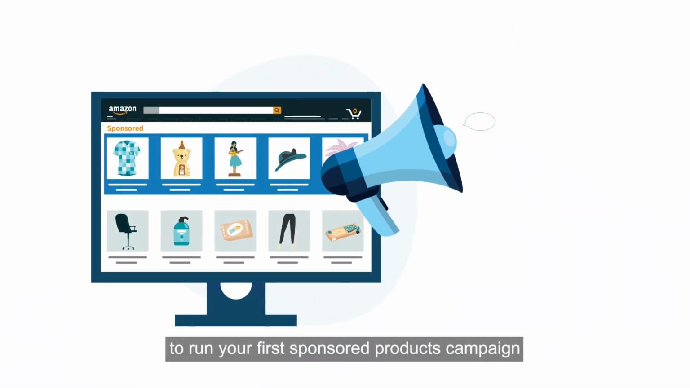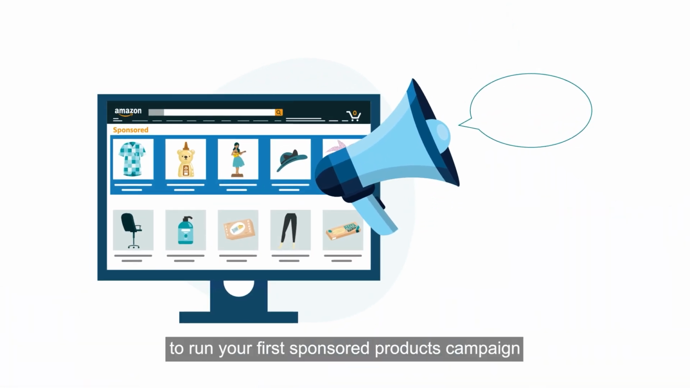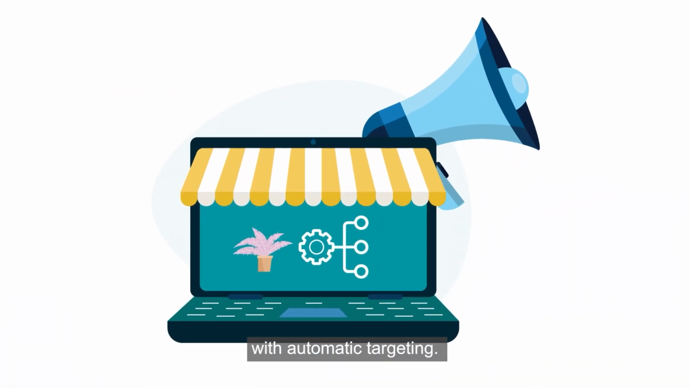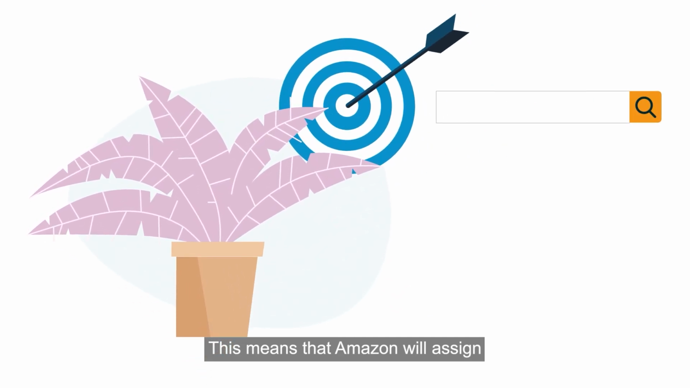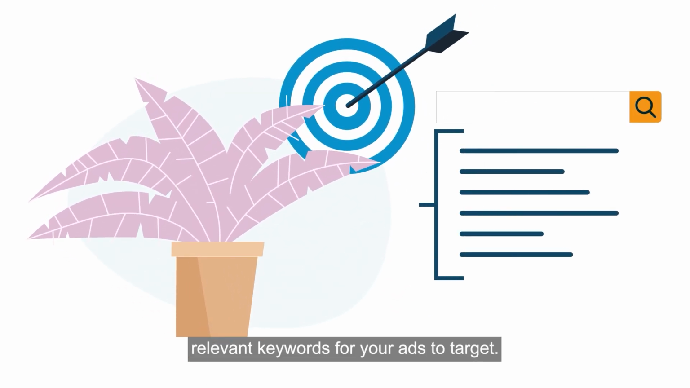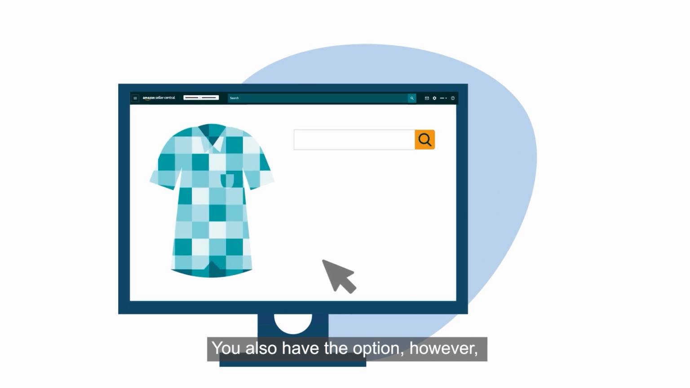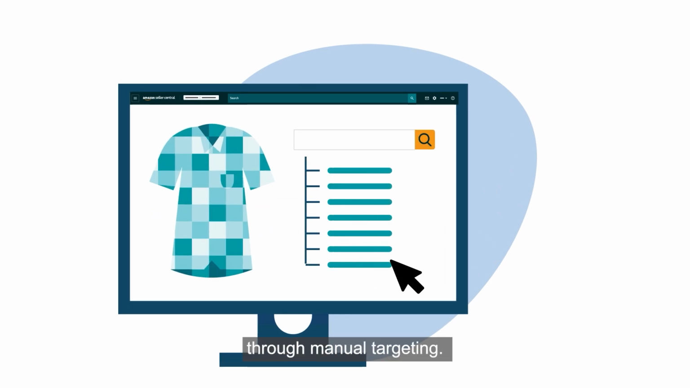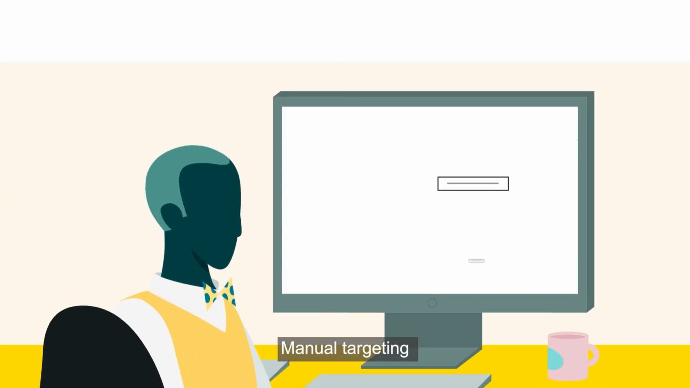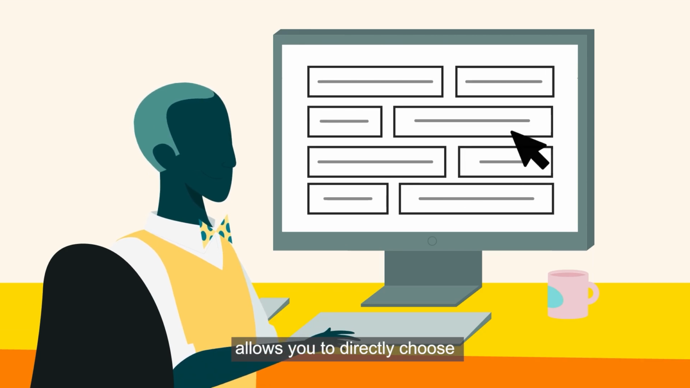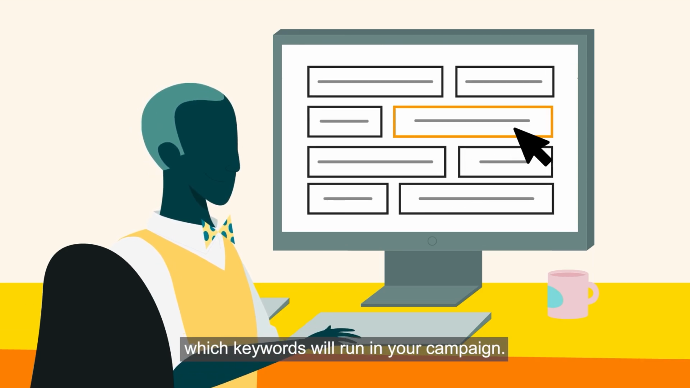It can be a good idea to run your first sponsored products campaign with automatic targeting. This means that Amazon will assign relevant keywords for your ads to target. You also have the option, however, to set your own keywords through manual targeting. Manual targeting allows you to directly choose which keywords will run in your campaign.